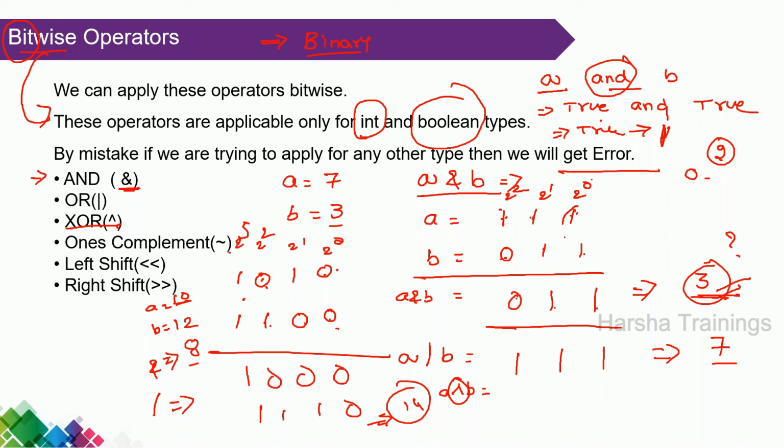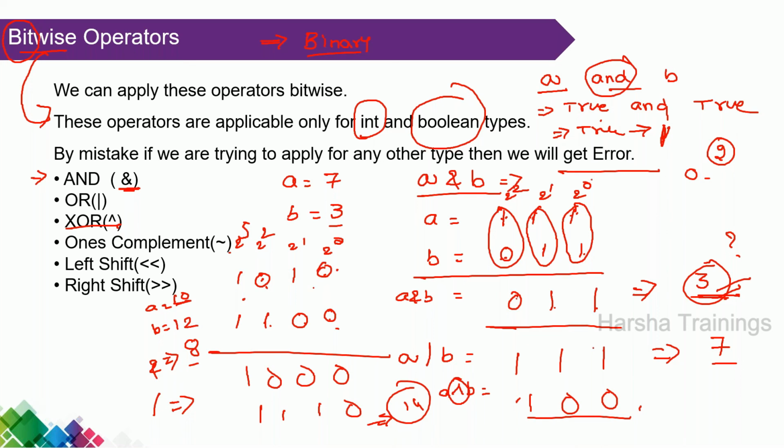What is the XOR? This is 1 1, the answer is 0. This is 1 1, the answer is 0. This is 1 0, the answer is 1. Here you got it. If bits are same, 0. If bits are different, it is 1.